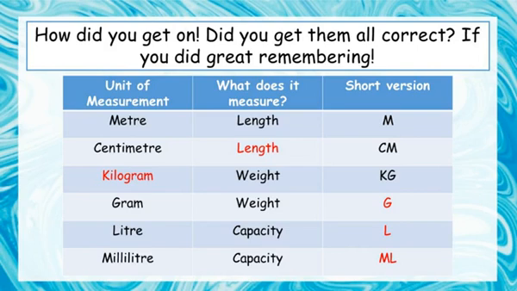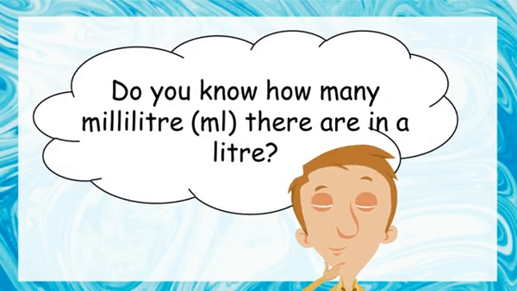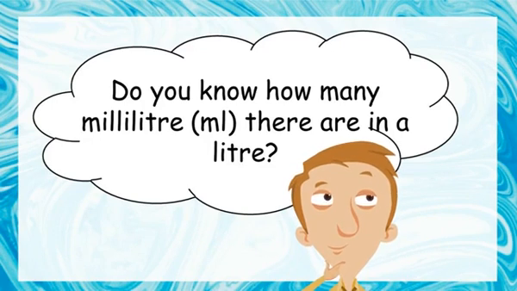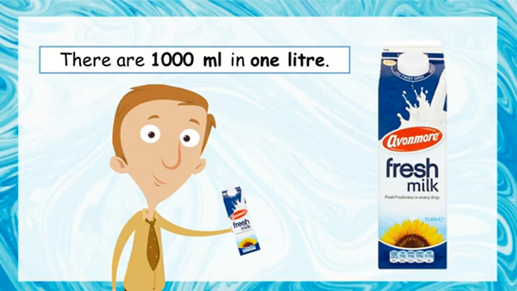So you probably know what question I'm going to ask next. How many milliliters are there in 1 litre? Think back to our other units of measurement and see if you can figure out how many there might be. Pause the video and write down an answer. Well, there are 1,000 milliliters in 1 litre.